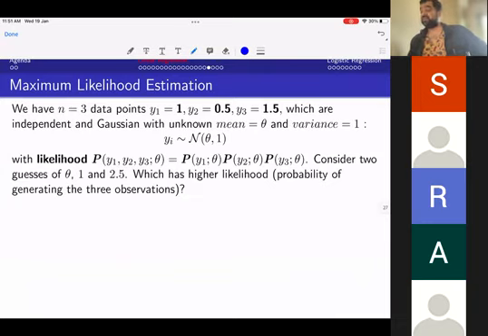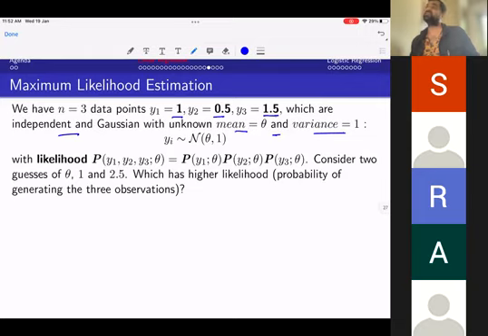So we have n equal to 3 data points. That is, you know that your y's are coming. Forget about x, anything. You just have one single dimension of data, y, and somebody has given you 3 data points, denoted by y1, y2, and y3. And these values are 1, 0.5, and 1.5. So 3 scalar values, which are independent and Gaussian with unknown mean theta and variance 1.